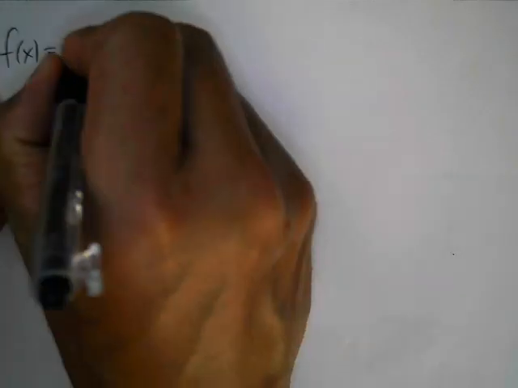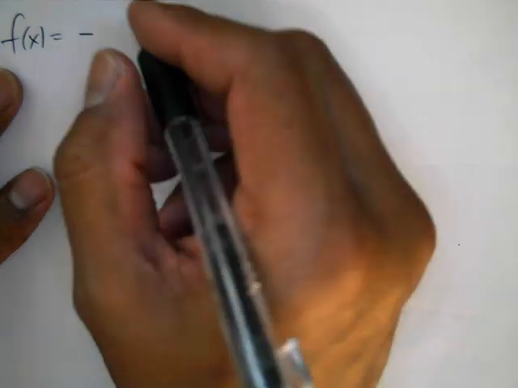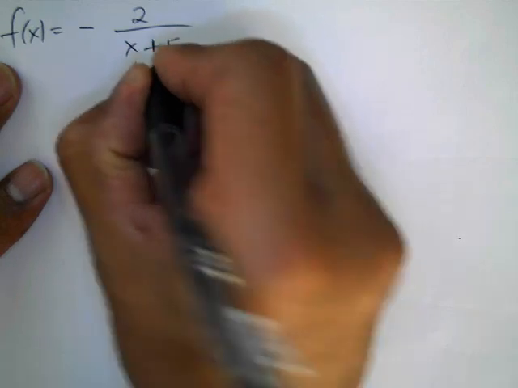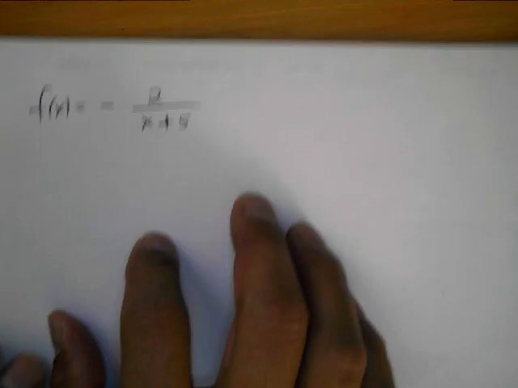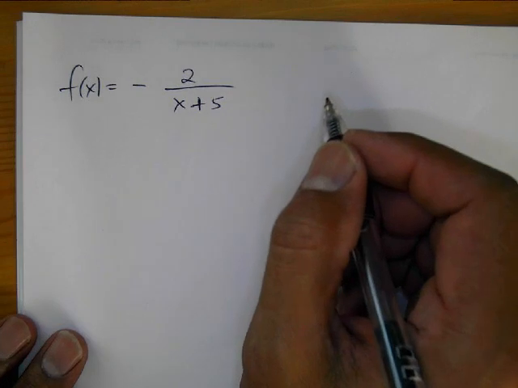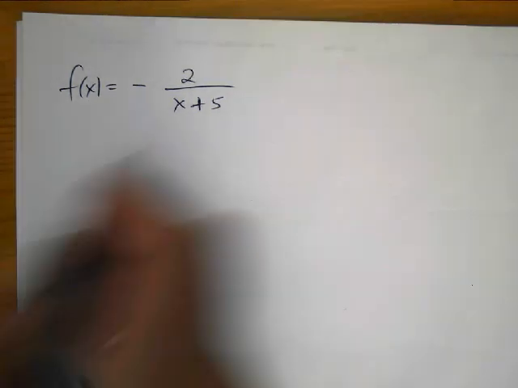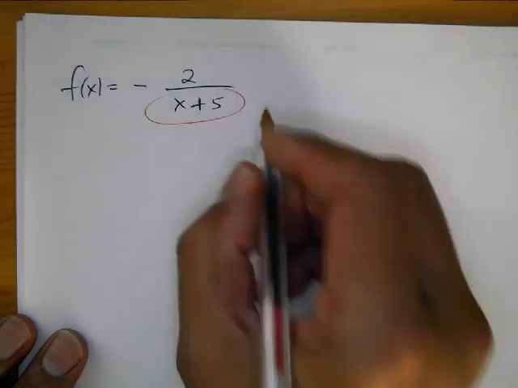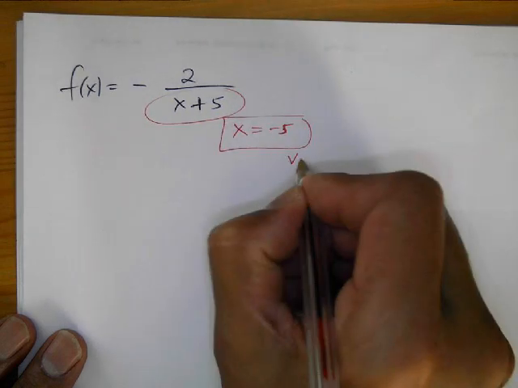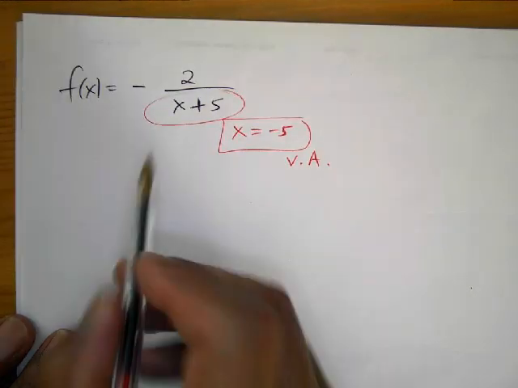Let's just do another one real quick. Again, just getting the asymptotes. What if you have f of x is equal to negative 2 over x plus 5? All right. So we look down here for the vertical asymptote. That's going to be x is equal to negative 5, our vertical asymptote.